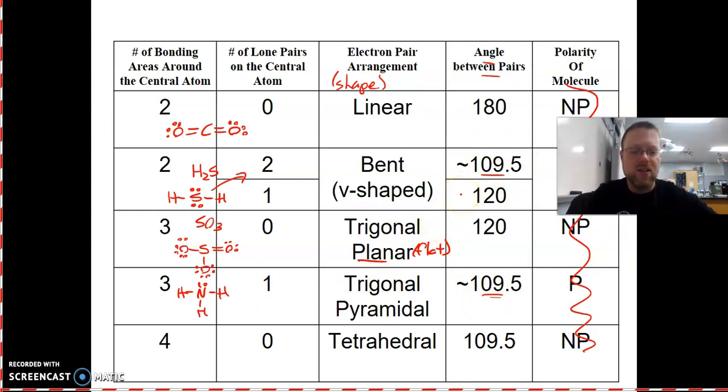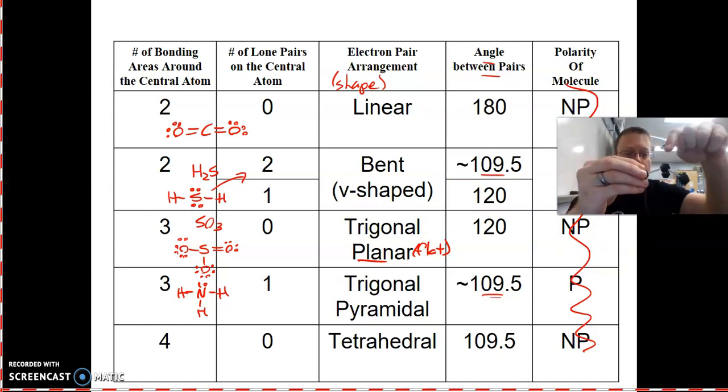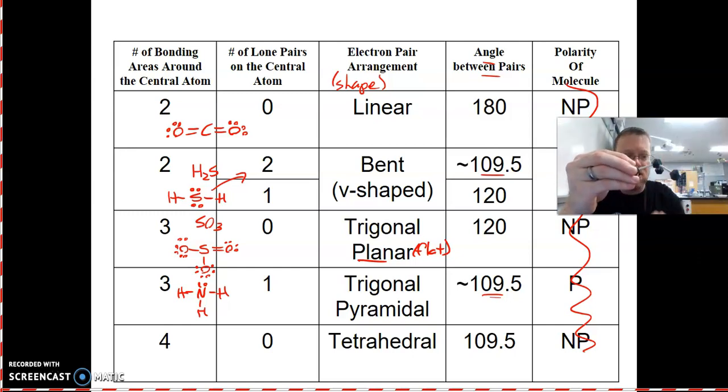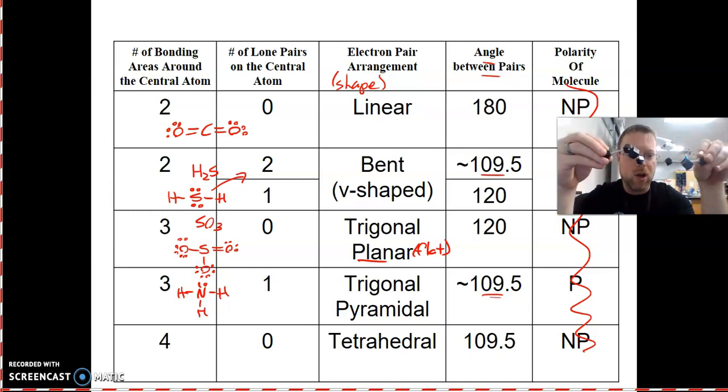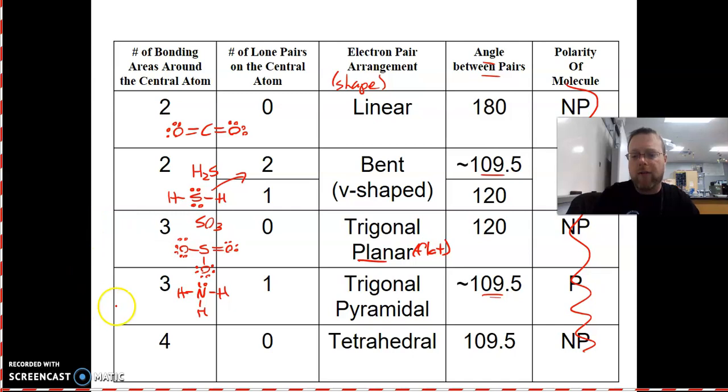And so you end up in a scenario this time where you've got 4 electron regions. Maybe there's a lone pair up here, but the other 3 connections to atoms that are bonding pairs are going to be oriented in a way where you've got this little 3-sided pyramid. Okay, so trigonal pyramid, pointy on top. So the difference between the trigonal planar and the trigonal pyramid is that the pyramid is pointy on top.